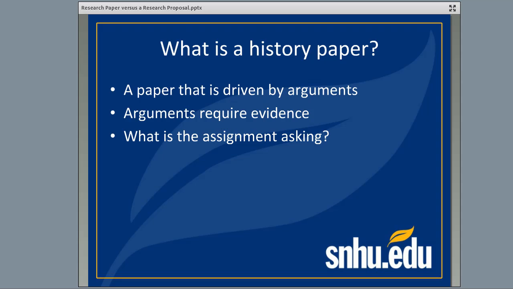So as we begin, what is a history paper? Well, a paper is driven by arguments. Arguments require evidence. That evidence comes from your source material. So when we focus on these two ideas, we really have the basic concept of a history paper. The final element we want to focus on with the paper is to make sure that we're always looking at what the assignment is asking. You want to make sure that you're meeting those rubric requirements. And remember the importance of looking at the rubric to make sure that you are submitting everything that you are supposed to do.